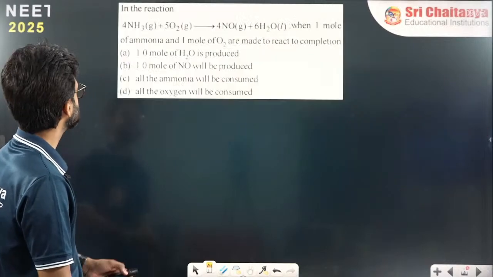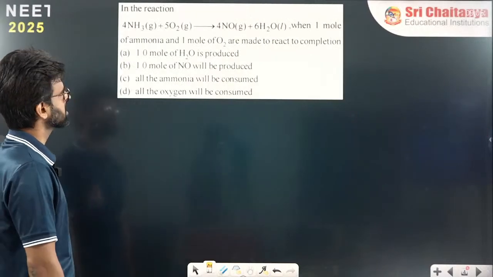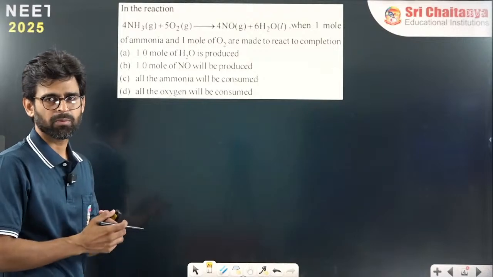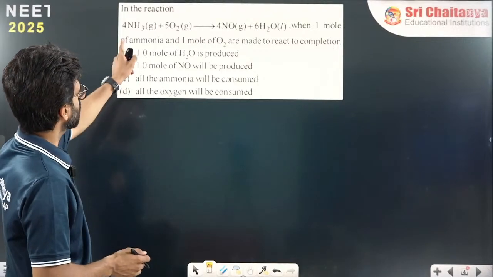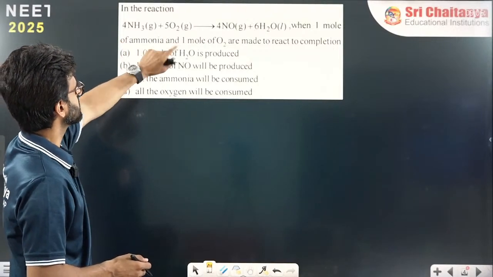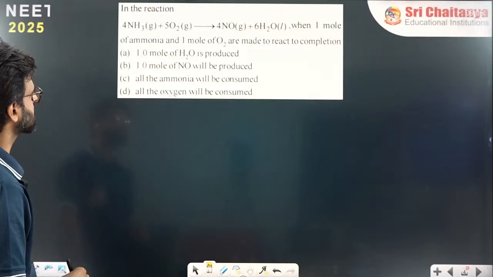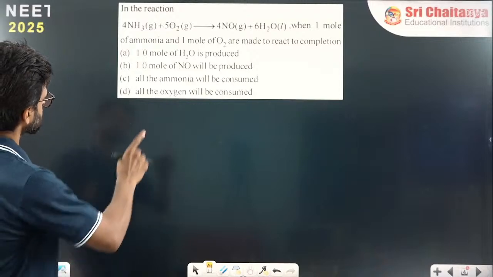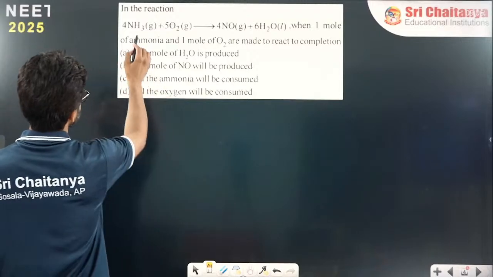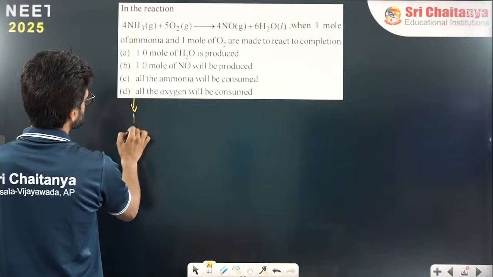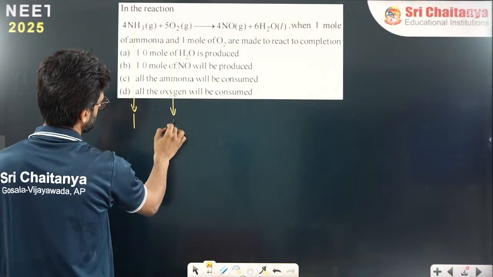The next one. Now this question belongs to the limiting reactant topic, right? What are they saying here? 4 mole ammonia, 5 mole O2, it is stoichiometry. They are saying 1 mole of O2 is made to react completely with, okay, both 1 mole. So they are saying I am taking ammonia's 1 mole and O2's 1 mole.